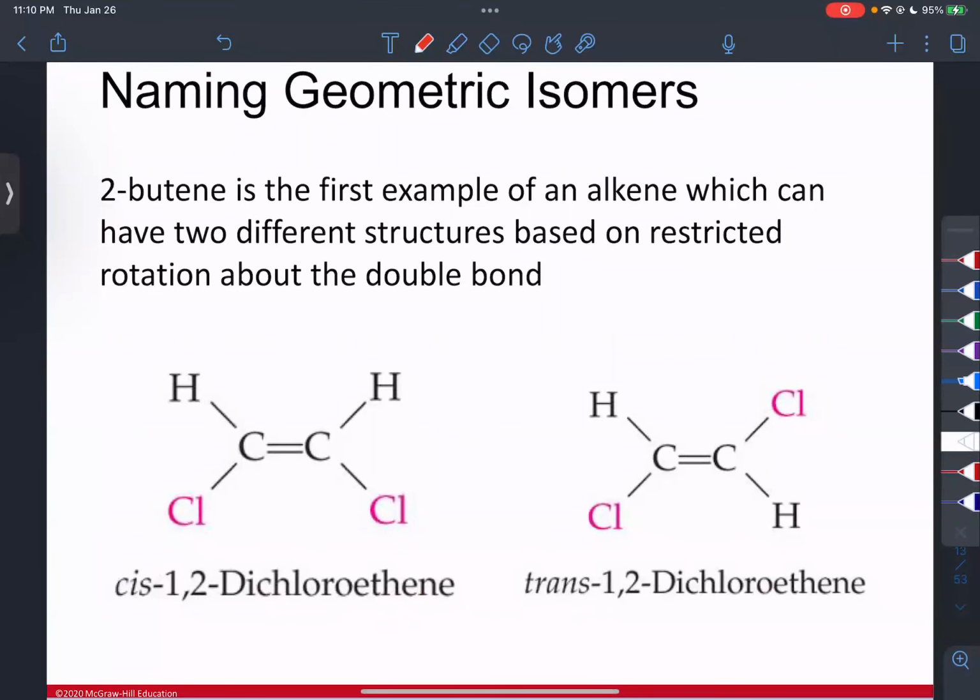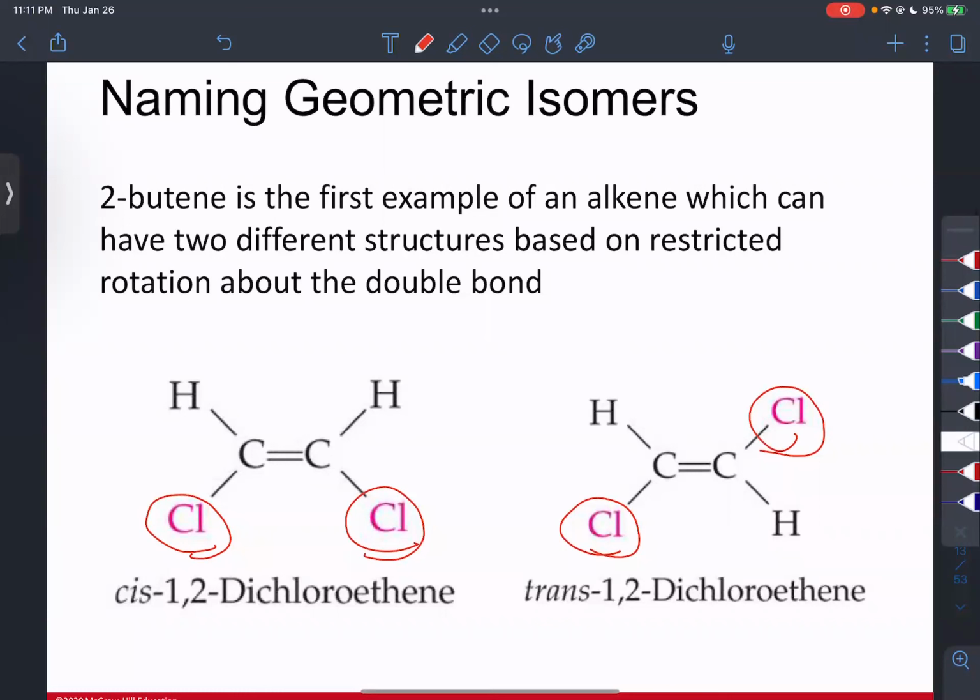So if you look at an alkene where you can have two different groups, so this one has two chlorines attached to it. There are two different ways that those chlorines can be attached. Either they can be on the same side, which would be two down or two up. So Cl, Cl, H, H. Both of these two structures are exactly the same. You just kind of flip them in 3 dimensions.